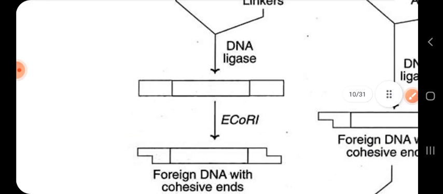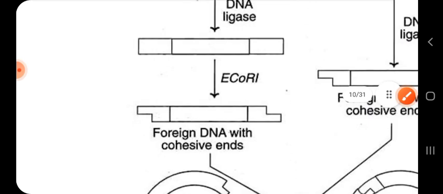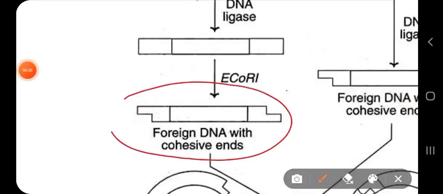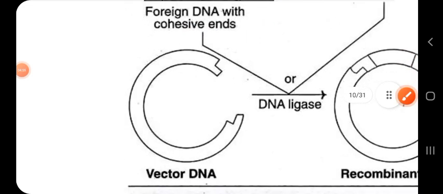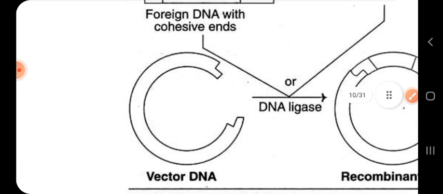as the linkers have certain restriction enzyme sites, with the help of the restriction site for EcoRI, or it may be any other restriction enzyme depending on what type of sequence is present in the linkers, it cleaves, and thus we make a foreign DNA having cohesive, or sticky, ends. Thus we can easily introduce them into a suitable vector DNA which has been cleaved with the same enzyme. Otherwise, it will not produce that type of ends.